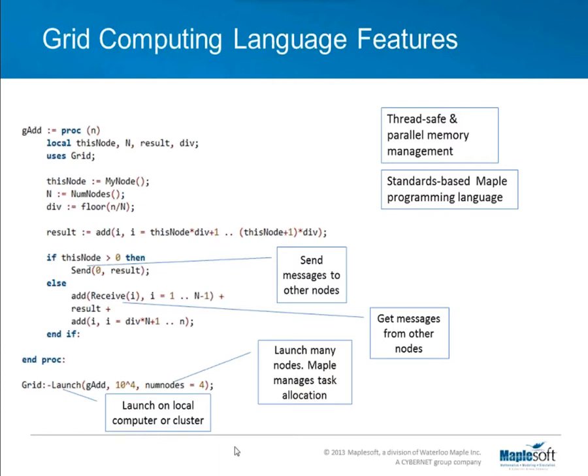So using these commands, we can launch calculation nodes on a local computer or a cluster. We can launch as many calculation nodes as we want, and Maple manages task allocation and task queuing. We can send and receive messages between nodes, and this is inherently thread safe and takes advantage of the recently rewritten parallel memory management system within Maple.